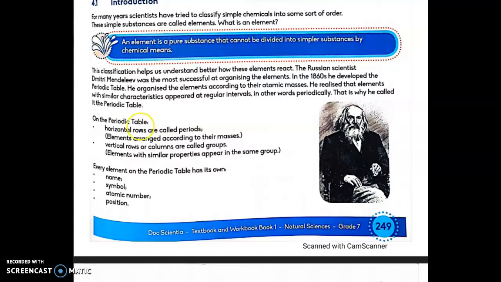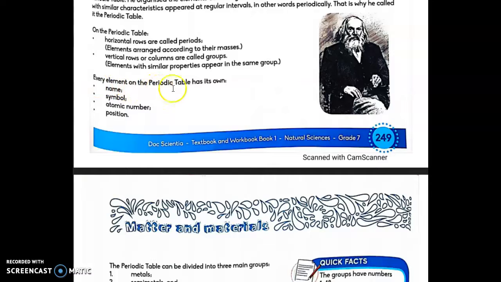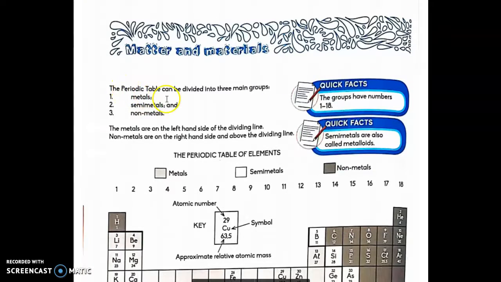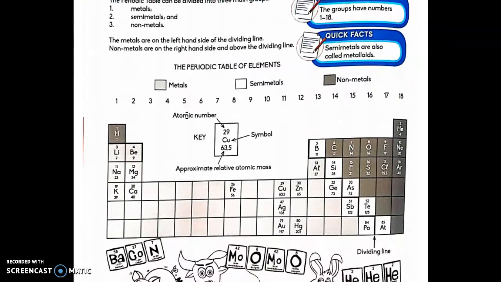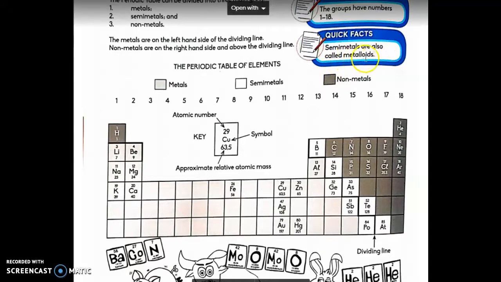On the periodic table, we have horizontal rows that are called periods, with the elements arranged according to the masses, and vertical rows or columns are called groups, and elements with similar properties appear in the same group. Every element on the periodic table has its own name, a symbol, atomic number, and position. The periodic table can be divided into three main groups: metals, semi-metals, and non-metals. Semi-metals are also called metalloids.